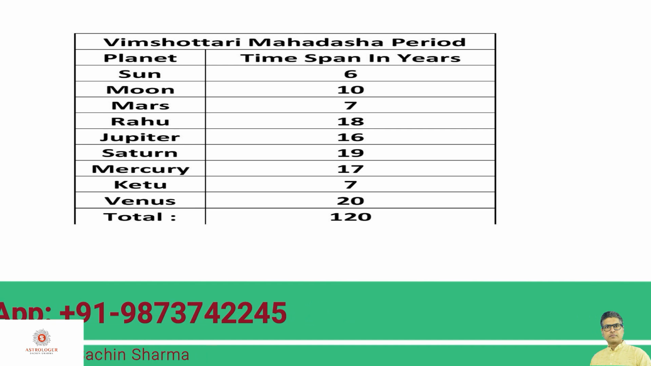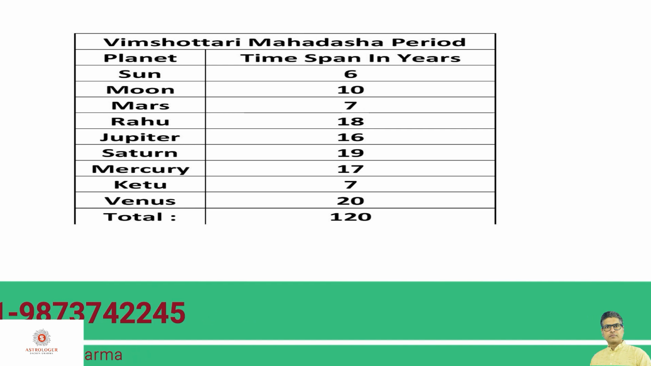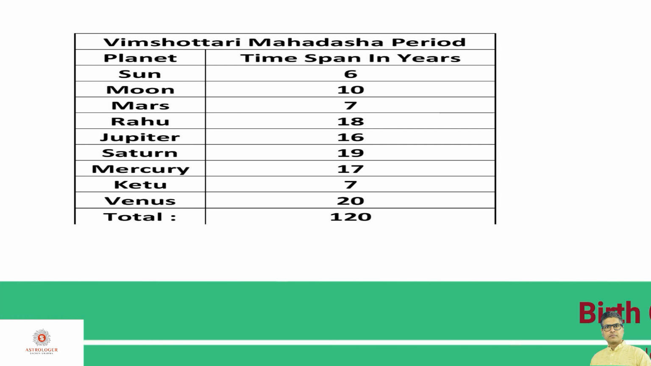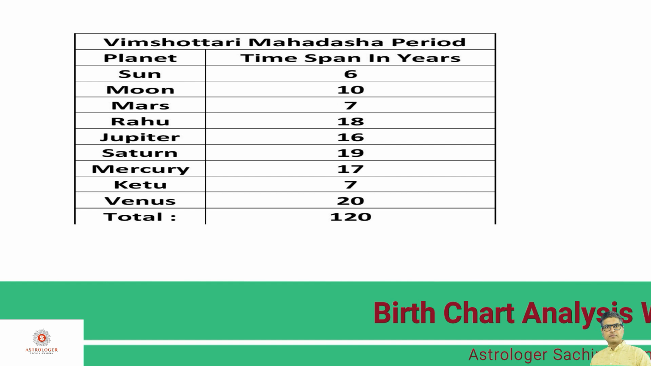So for Sun, the Mahadasha period is 6 years. For Moon, it is 10 years. For Mars, it is 7 years. For Rahu, it is 18 years. For Jupiter, it is 16 years. For Saturn, it is 19 years. For Mercury, it is 17 years. For Ketu, it is 7 years. For Venus, it is 20 years.